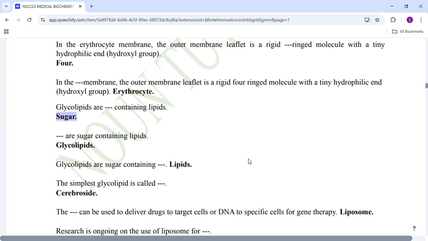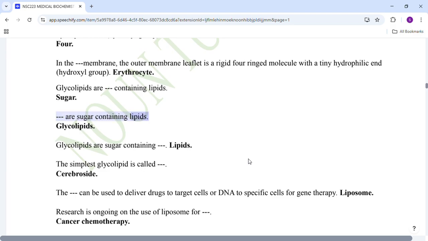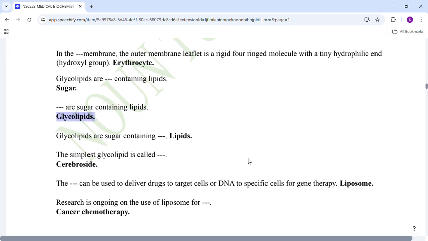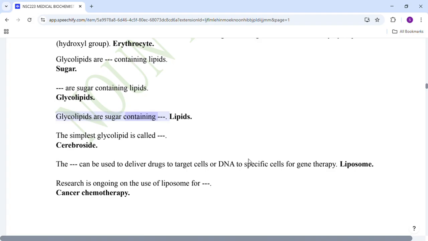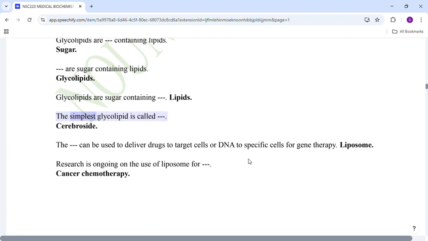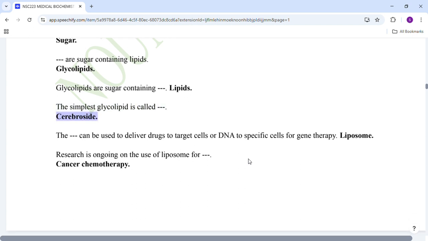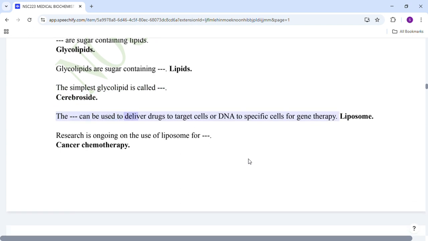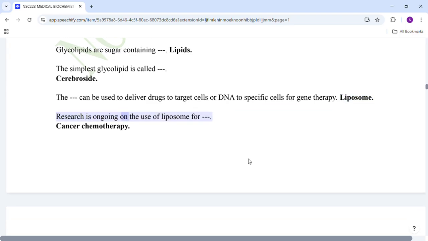Glycolipids are sugar-containing lipids. The simplest glycolipid is called cerebroside. Liposomes can be used to deliver drugs to target cells or DNA to specific cells for gene therapy. Research is ongoing on the use of liposomes for cancer chemotherapy.